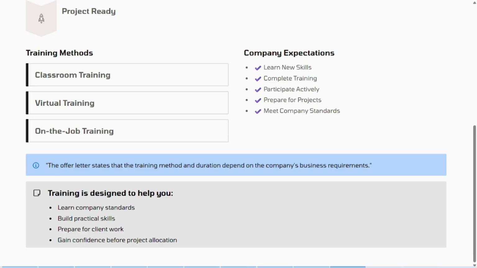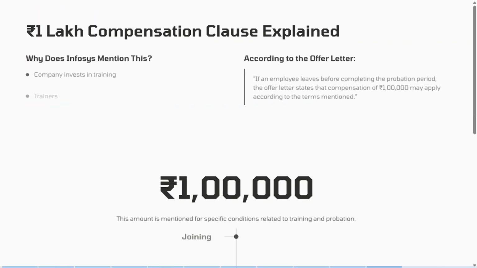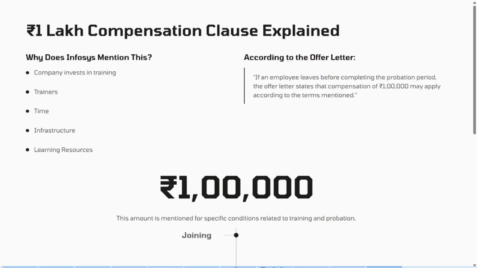Now let's discuss the session that almost every fresher searches on YouTube, the 1 lakh compensation clause. Many students hear about this from friends or social media and immediately think, is this a bond? Instead of relying on rumors, let's look at what the offer letter actually explains. Before mentioning the 1 lakh amount, Infosys first says the company spends significant time, money, trainers, resources, and effort on selecting freshers and providing training.